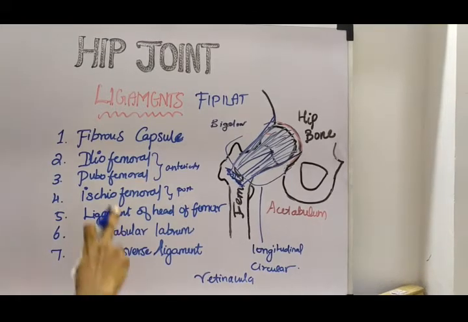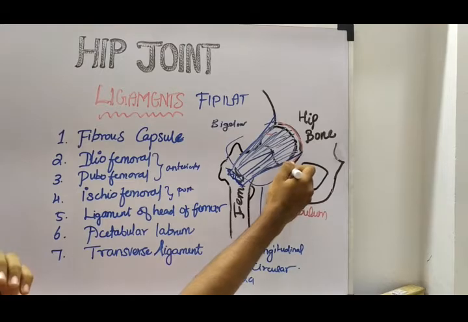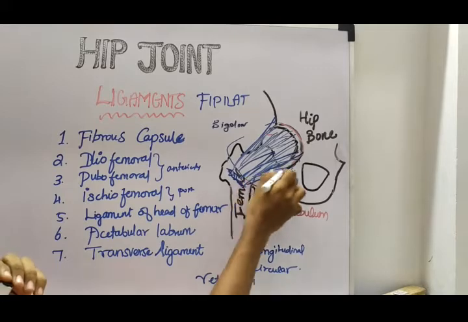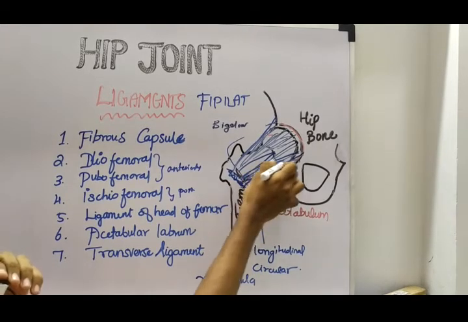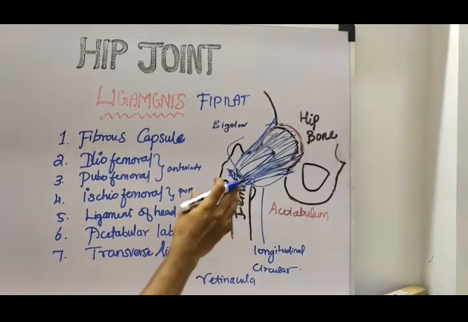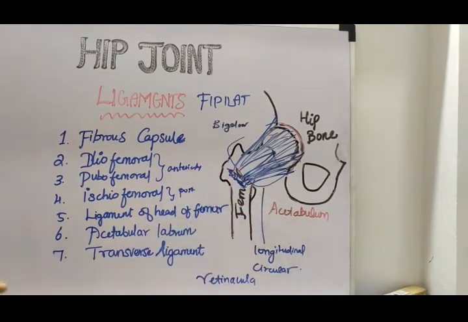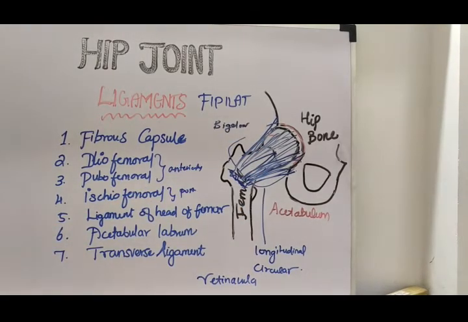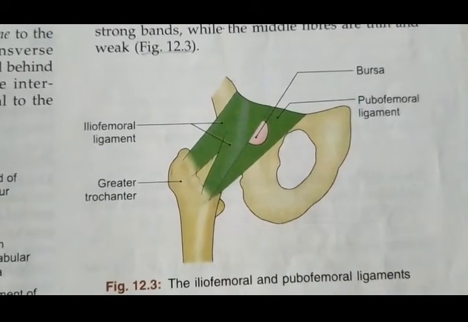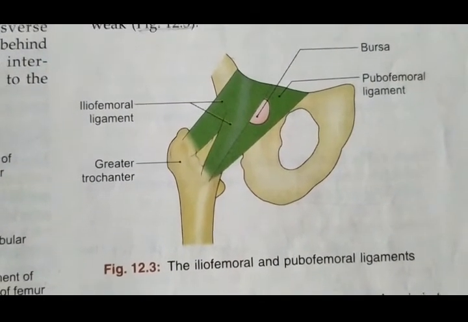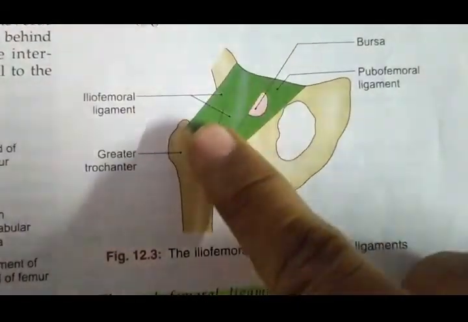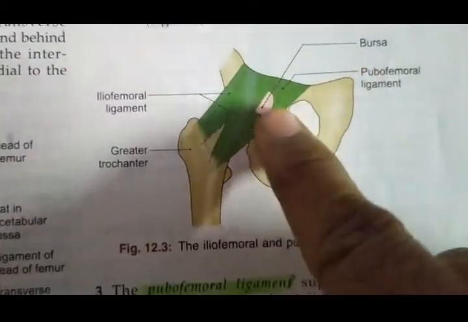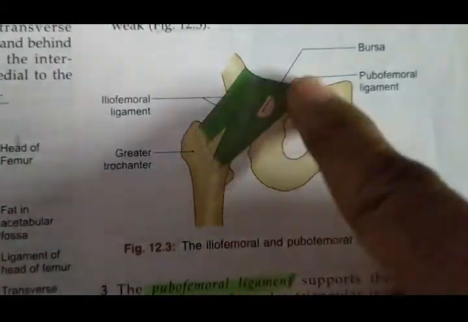Then the pubofemoral ligament, which comes from the pubis, the superior ramus of the pubis. It comes like this and attaches here in the neck of the femur. So this is the pubofemoral ligament. It also helps with other ligaments of the joint and the capsule. It helps in the stability of the joint. You can see here the iliofemoral ligament coming from the ilium to the intertrochanteric line of the femur, and coming from the pubis to the femur is the pubofemoral ligament.